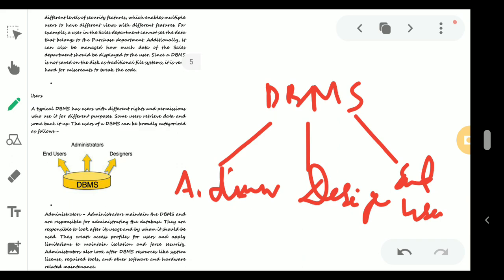Okay. Now coming to the next part, that is the administrator. The administrator maintains the DBMS and is responsible for administrating the database.